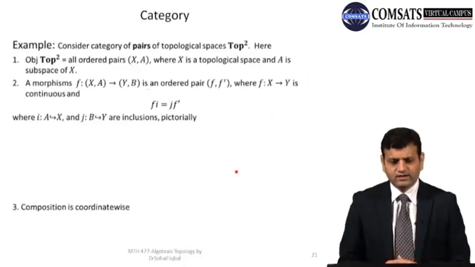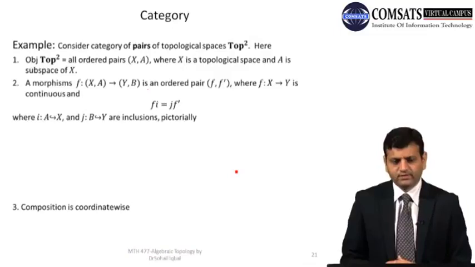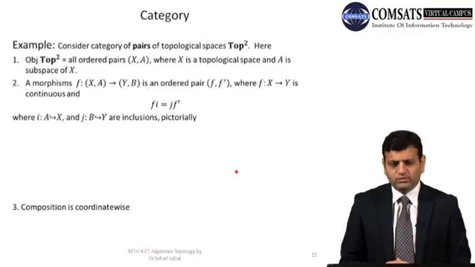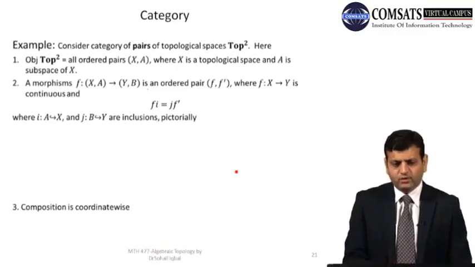So let's consider a relatively non-trivial example. Consider the category of pairs of topological spaces. What are the objects? The objects are all ordered pairs (X, A), where X is a topological space and A is a subspace of X. A morphism from (X, A) to (Y, B) is an ordered pair (f, f'), where f from X to Y is continuous, and this relation is satisfied, where i and j are inclusions.